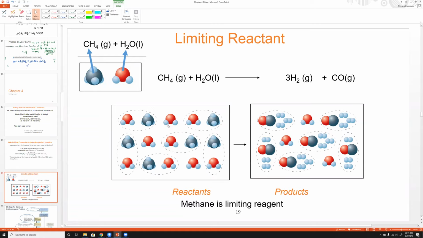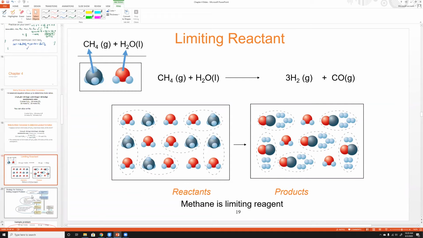So it's our job to figure that out based on what we know already about molar ratios, molar masses, and all that stuff. And basically the way it's going to work is the limiting reactant is the one with the least amount of moles using the molar ratio.